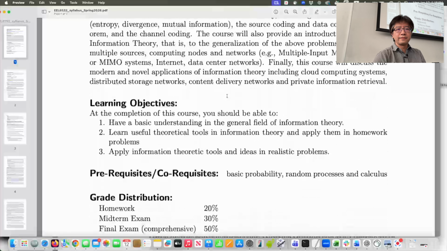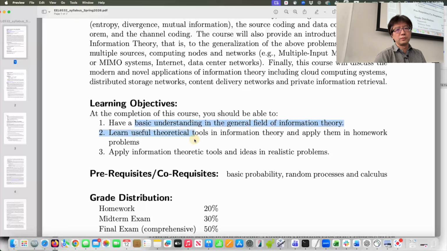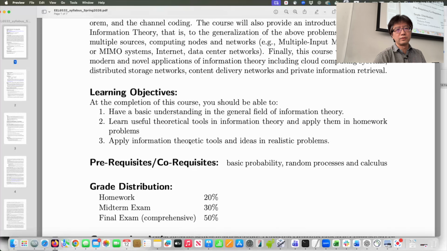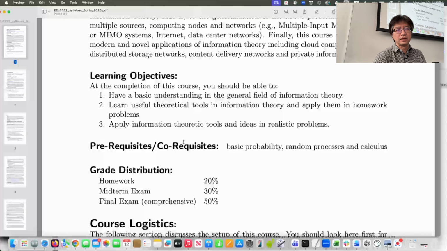Okay, great. And the learning objective, you can read it. So basically, I told you already, we need to grasp the idea of information theory, really understand the basic idea. For the prerequisite, I don't have any.